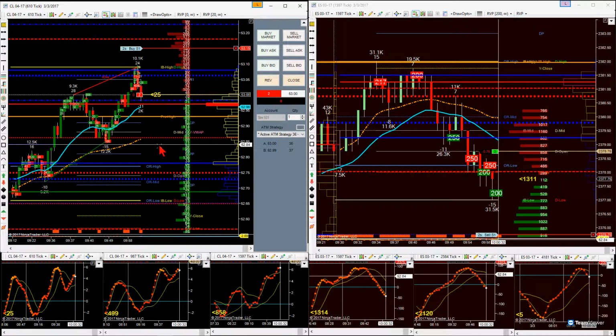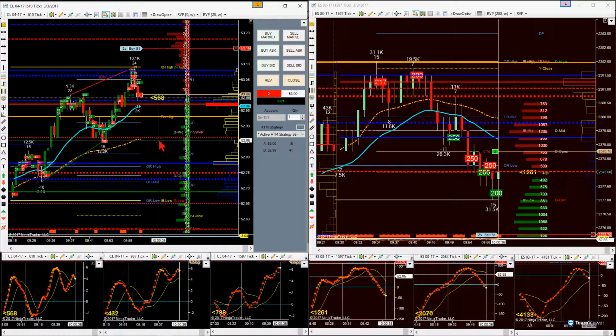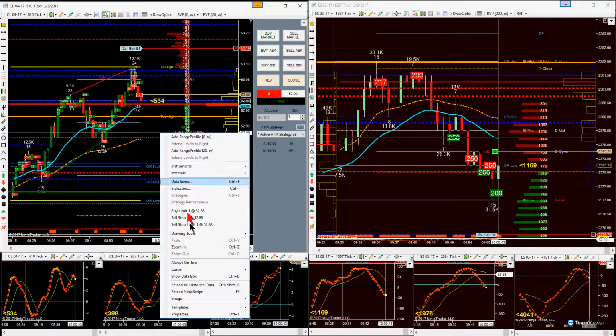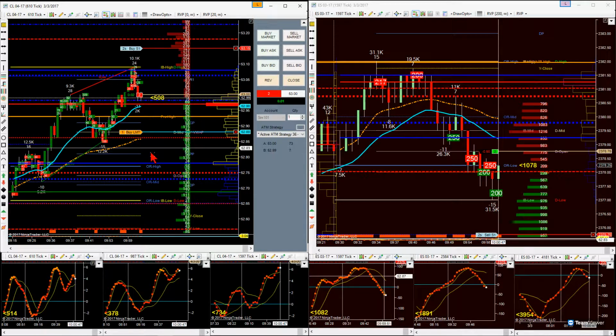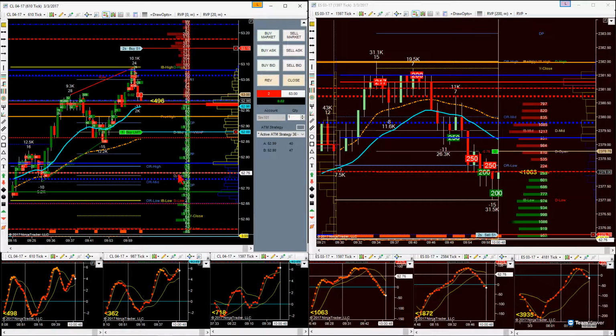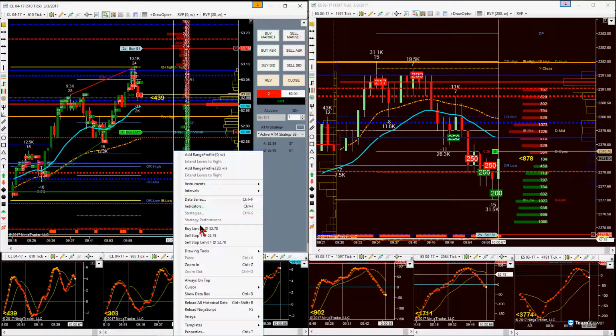First profit target is going to be ahead of the lower end of this consolidation. So this was what, 85? Let's call it 88. Profit target number one. Second profit target is going to be ahead of yesterday's VPOC. Let's call that 78.